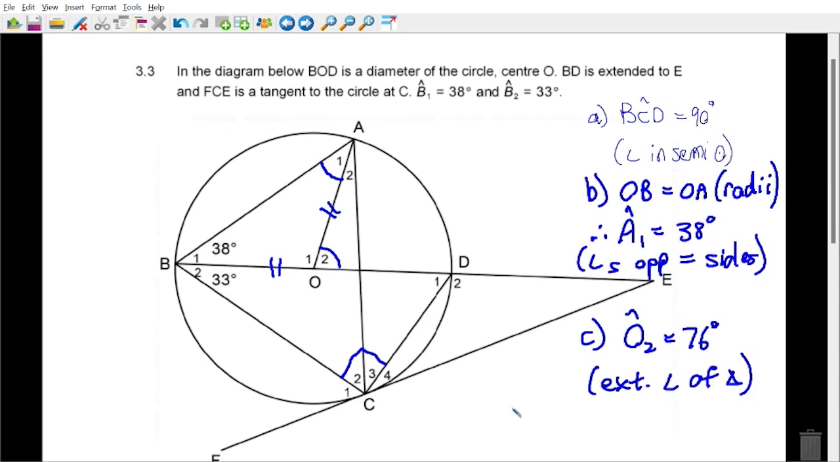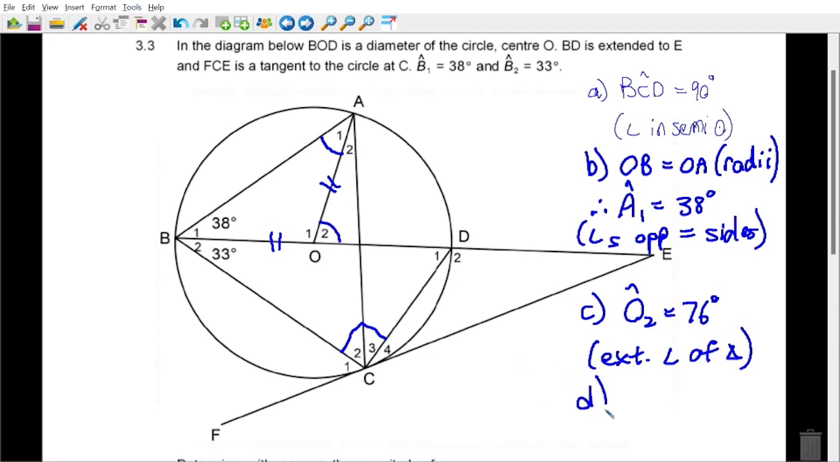Okay, and then D asks us to find angle C4. C4 is this angle over here, and it is made between this tangent and this chord. And this chord, in fact, makes an angle over here. So the theorem that we've just proved, the tan chord theorem, C4 will be the same as B2. C4 will, in fact, be 33 degrees. And the reason for that, tan chord theorem.